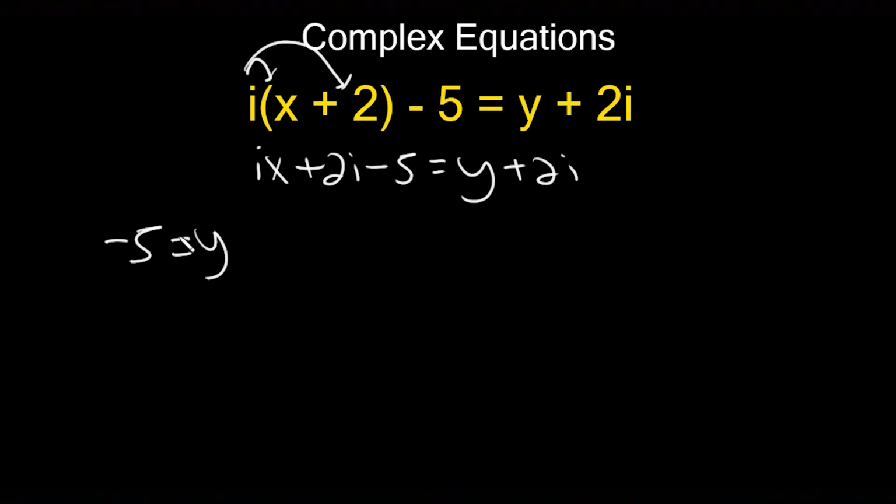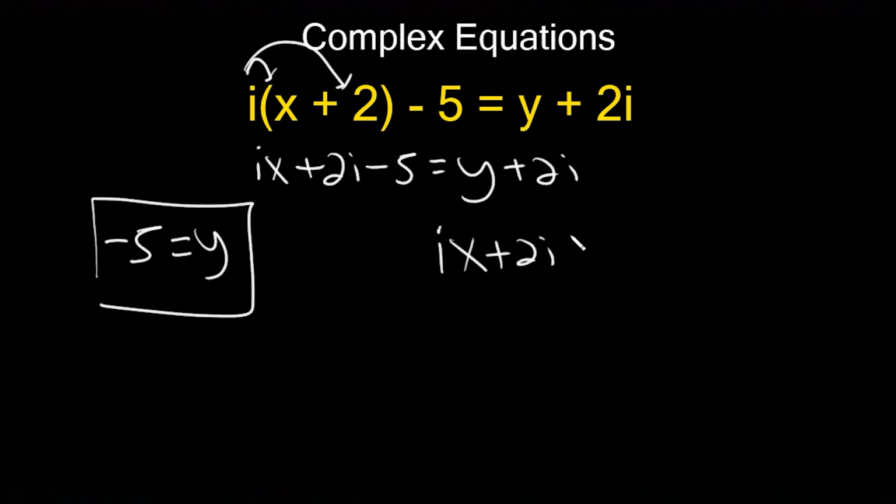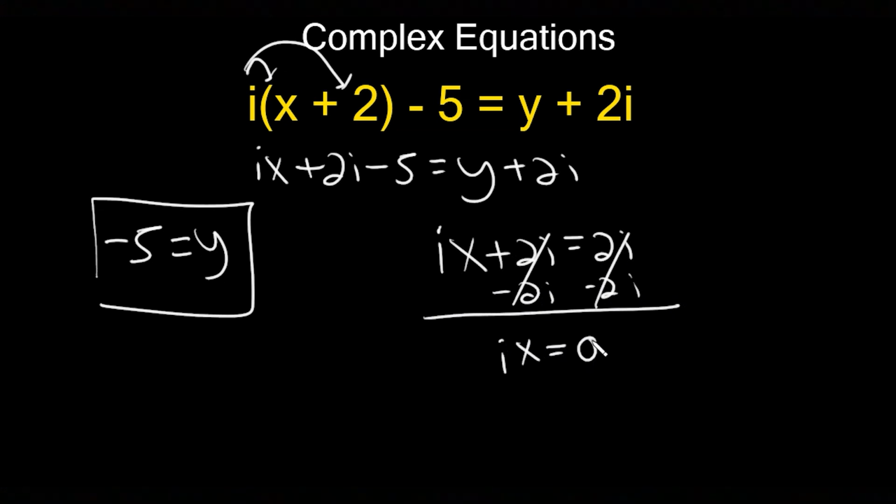And that's solved. So y is equal to negative 5. That was easy, okay? Doing the imaginary part, you get ix plus 2i equal to 2i. All right, so how do I solve this one? Well, why don't I go ahead and subtract 2i on both sides? Okay, what happens here? This will cancel. This will also cancel. I get ix is equal to 0.